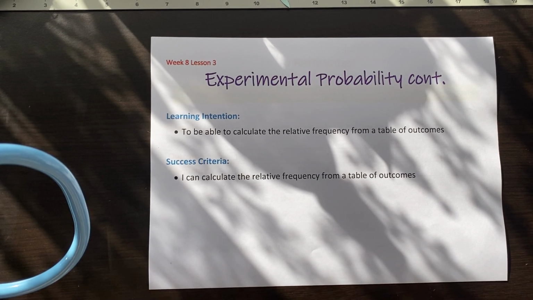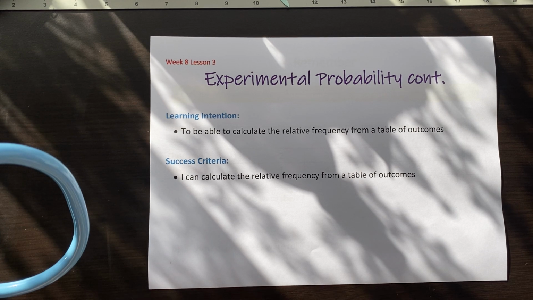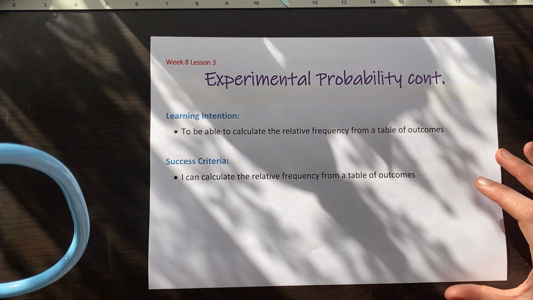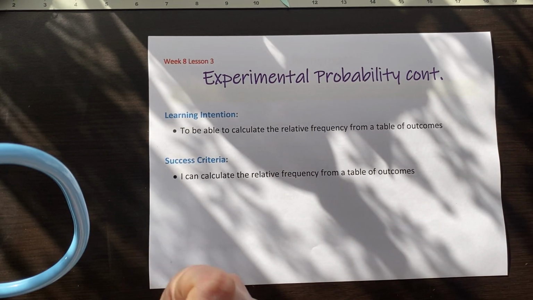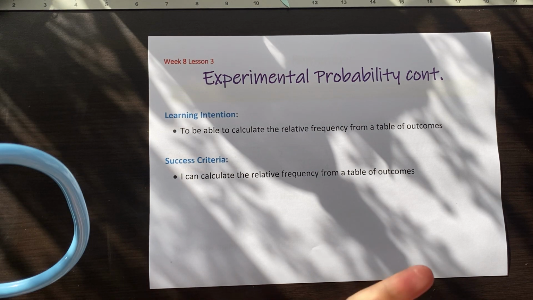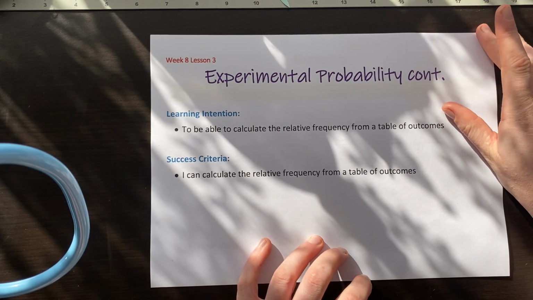So we're doing a bit more experimental probability, and from this one we need to be able to calculate the relative frequency. That's the expected amount of times it's going to come up, or the relative frequency, also the actual results of it. So if we think back to our red ball example, it was 0.25. So, 25 out of 100.